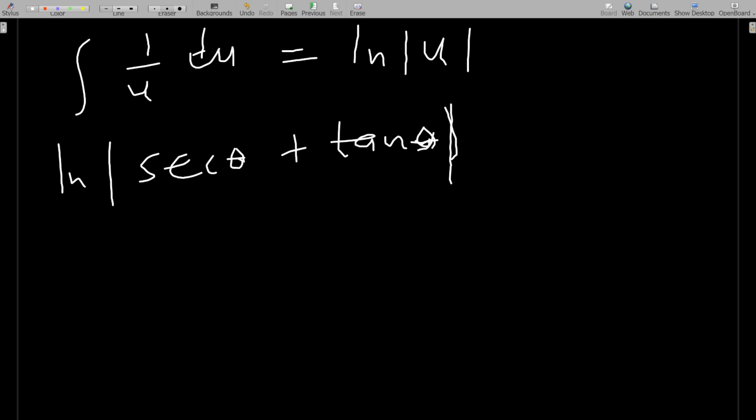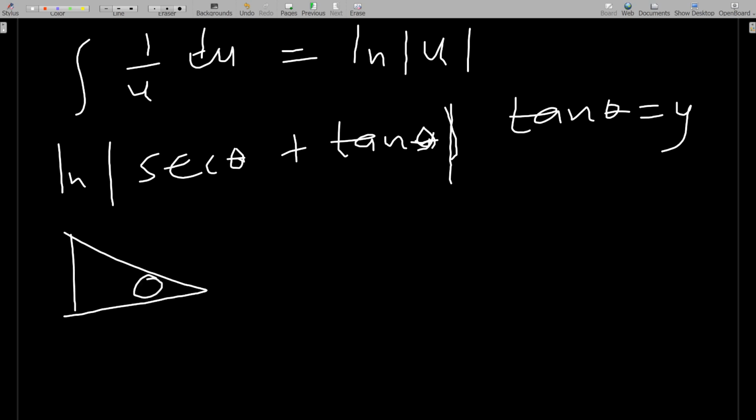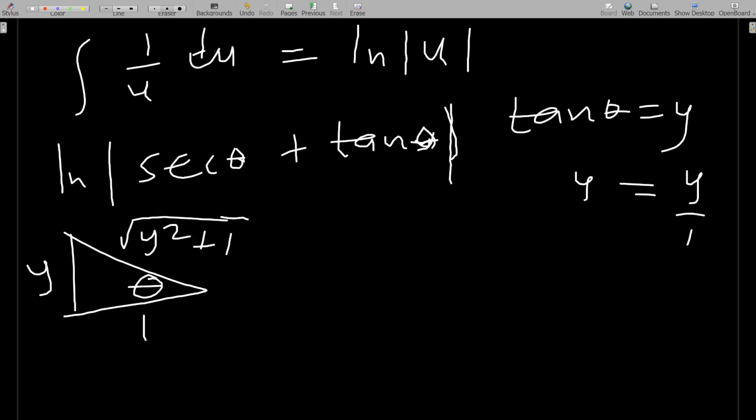We know that in terms of y, tan theta is equal to y, or y is equal to tan theta. What would be the sec theta? So if I put theta in a right angle triangle, tan theta means opposite over adjacent, which is y over 1, because y is the same as y over 1. So that will be the adjacent, and then the hypotenuse will be equal to the square root of y squared plus 1.